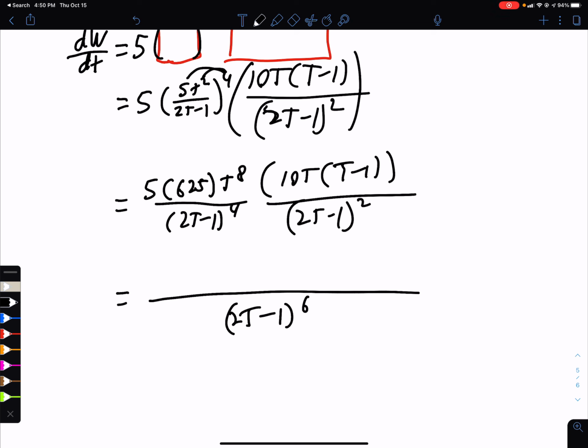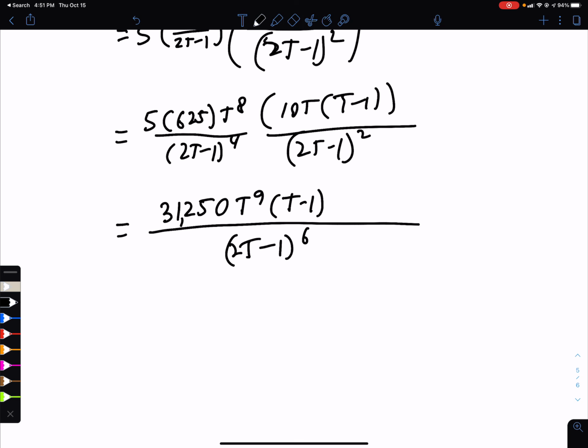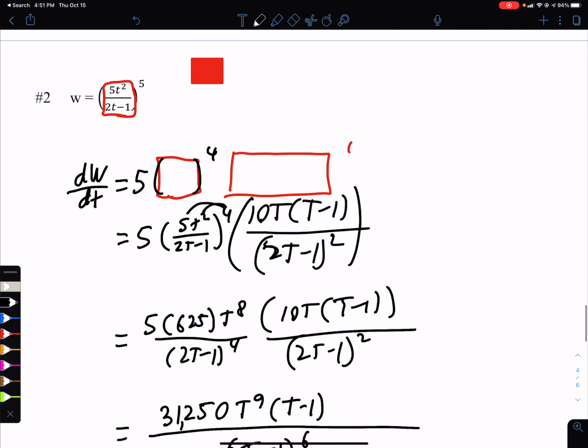Now let's look at the top. Ooh, I need help. I'm going to ask my girlfriend a question here. 625 times 5 times 10. It's 31,250. My girlfriend's so smart. And then we have t to the 9th, because I have t to the 8th times a t, that's t to the 9th, times t minus 1. That is beautiful. I am done. There is the derivative of that strange looking thing. Wow. So beautiful. I think I want to cry.